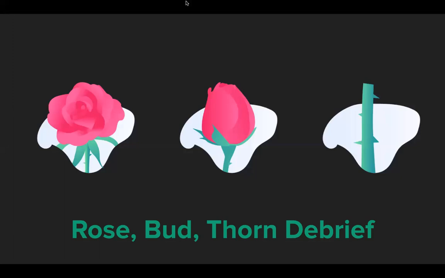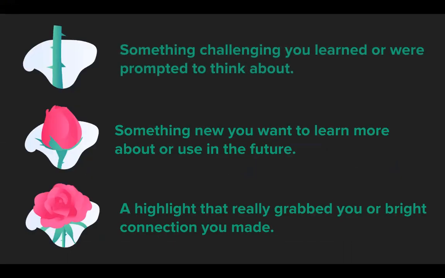Okay, anyways, I'm going to stop recording as we move into our debrief. So this is just called the Rose, Bud, Thorn. I just want you to be thinking of one of these points. A thorn would be something that's challenging that you learned or were prompted to think about. A bud is something that will bloom tomorrow, something new that you want to learn more about or maybe use in the future. And then the rose is just a highlight or something that really grabbed you, or a connection that you made that you wanted to kind of parse out a bit.